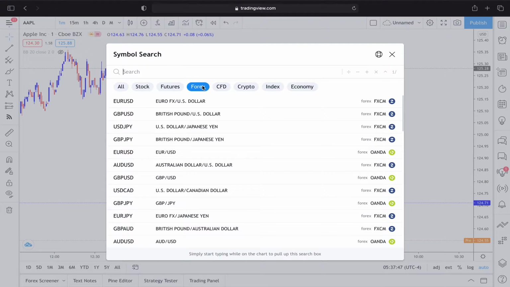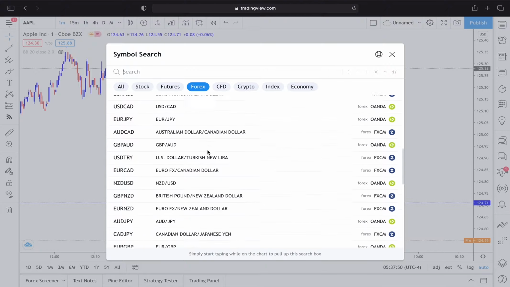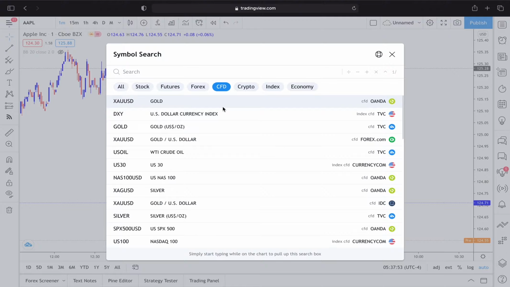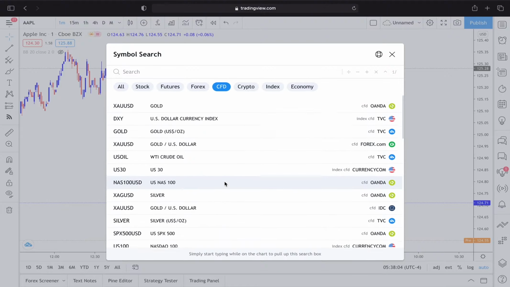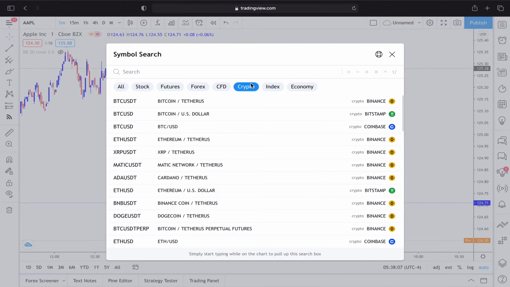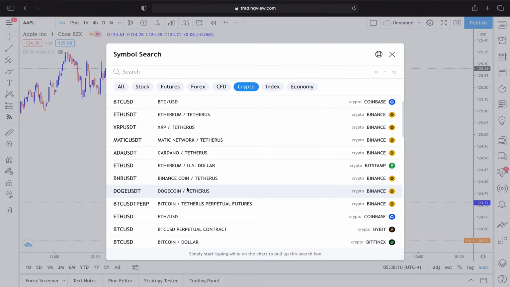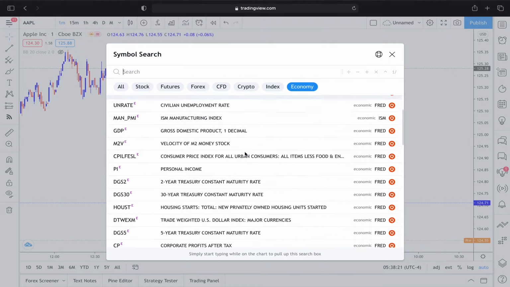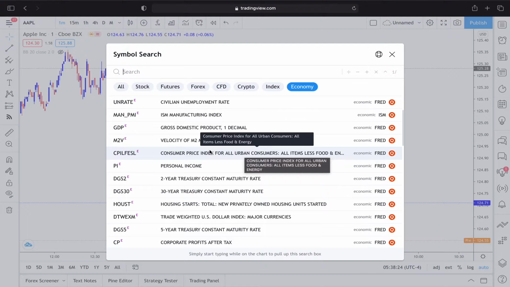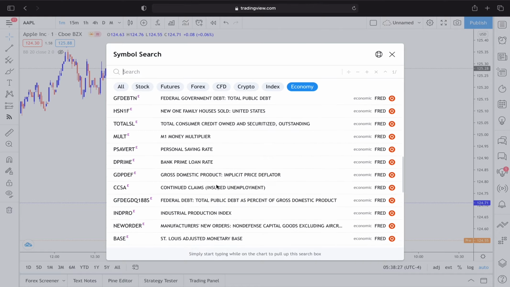Futures, Forex, this gives you all the different currencies around the world you could trade. CFD, I trade CFD once in a while. It's gold, silver, oil, SP 500, SPX 500, Nasdaq, and then cryptocurrencies: Bitcoin, Ethereum, XRP, Dogecoin, which is the main hype right now with Elon Musk tweeting and then the market crashes. So then you've got indexes, the economy. If you really want us to look more in depth on a certain topic for the economy, it has it all right here.